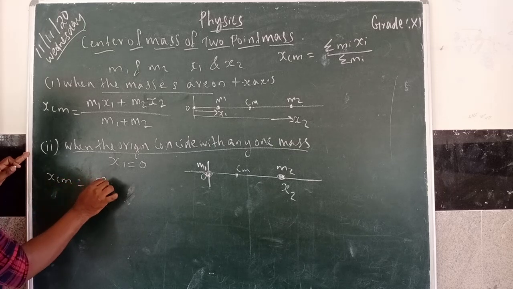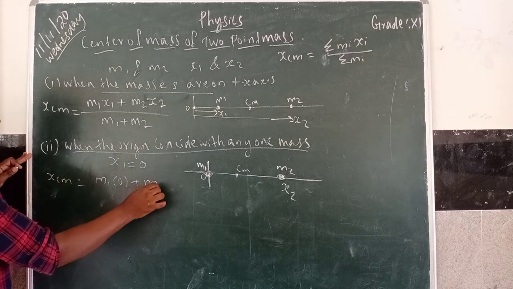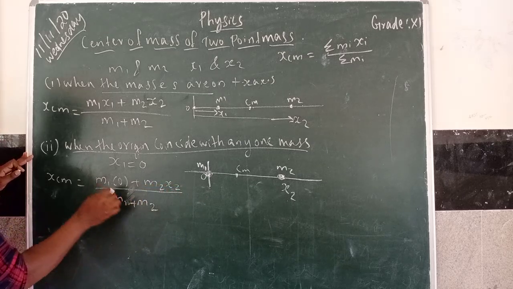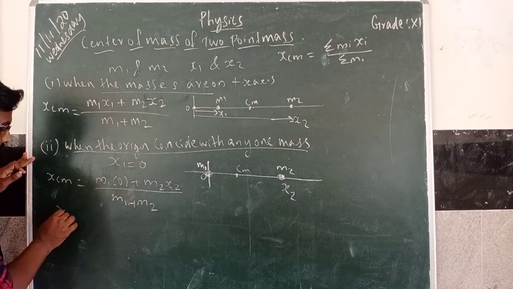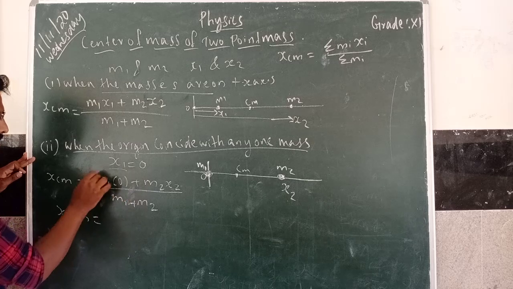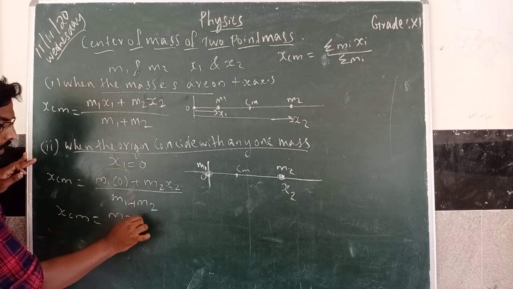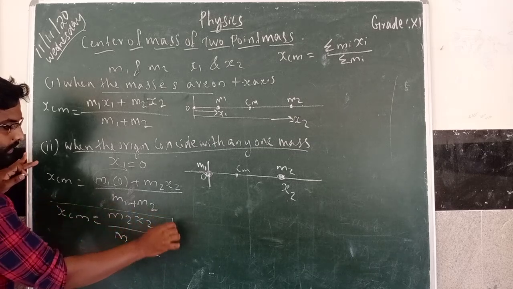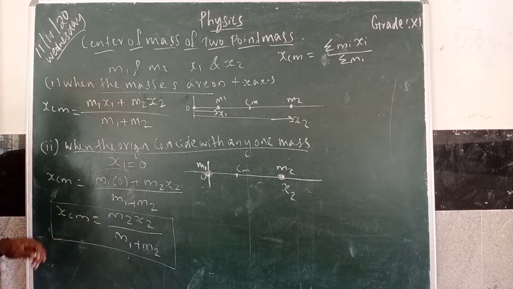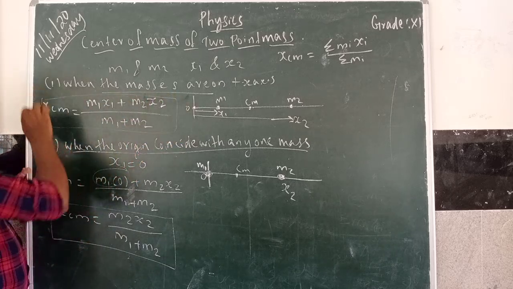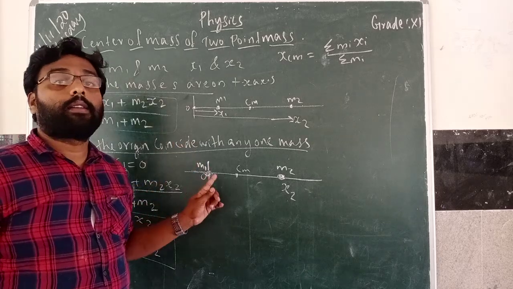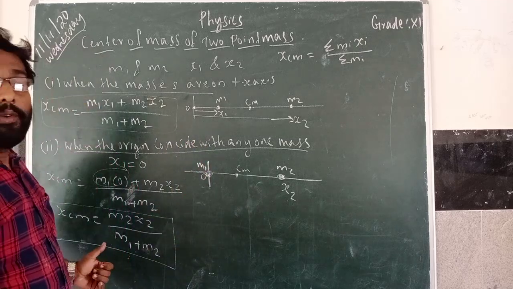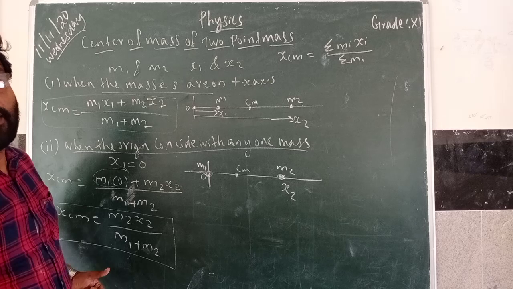xcm is equal to m1 into 0 plus m2 x2 divided by m1 plus m2. m1 into 0 is 0. So xcm equal to, this term becomes 0, m2 x2 by m1 plus m2. This is another way you can find out the center of mass when the mass is at the origin. Any one mass is kept at the origin, then you can use this formula to find out the center of mass.